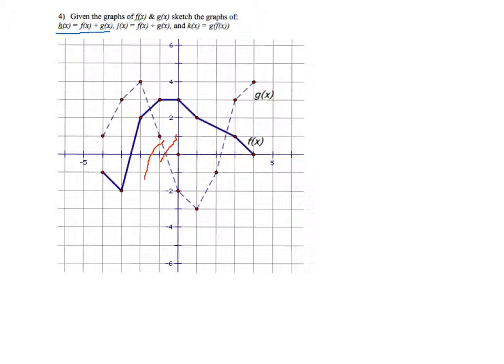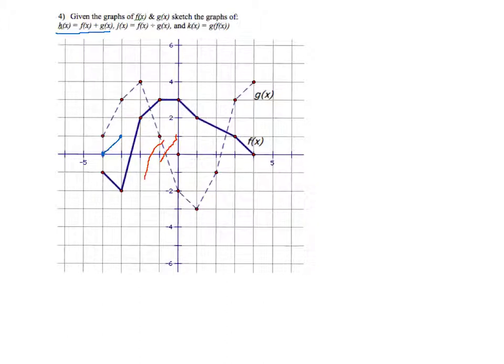When x is negative 4, f is negative 1, and g is positive 1, negative 1 plus positive 1 is 0. So h of negative 4 is 0. Let's look at h of negative 3. At negative 3, f is negative 2, g is 3, 3 plus negative 2 is positive 1, so h of negative 3 is 1.